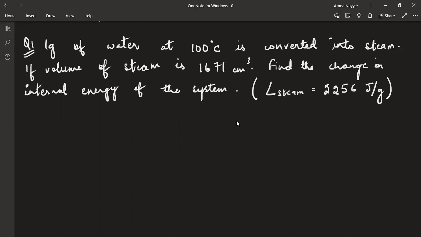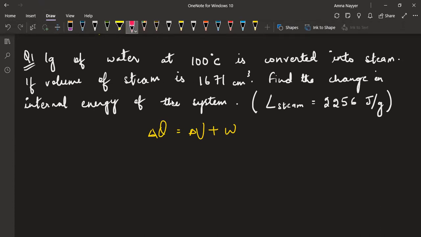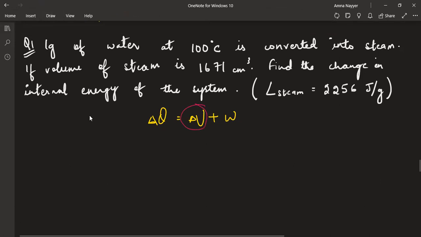You have to see from this, delta Q is equal to delta U plus W. You have to find out this, delta U, which is unknown. So how will you write delta U? You will write it as delta Q minus W. Now, how will I get delta Q? My work is to find out delta Q. If I get delta Q and I have work done, I'll subtract it and get the change in internal energy.